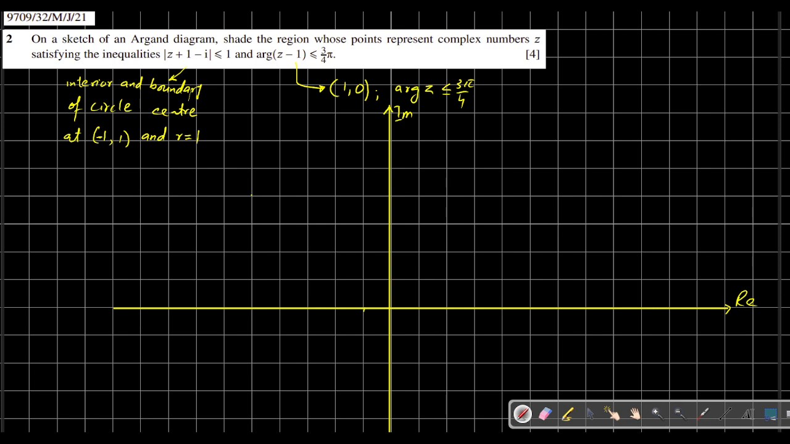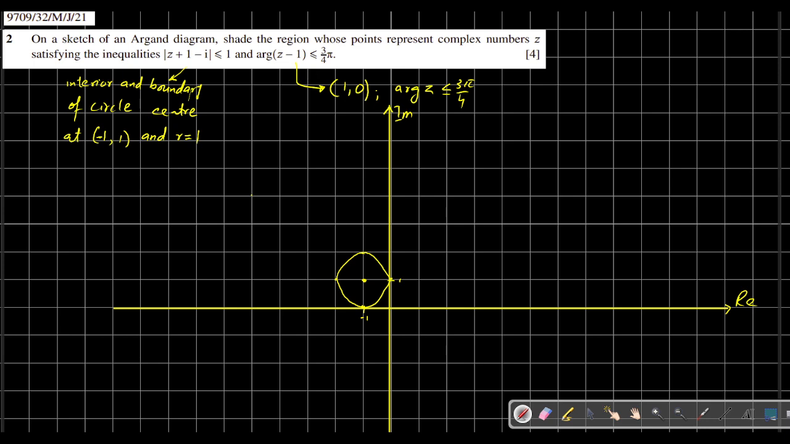So here is -1, 1. So this is the center of the circle and the radius of the circle is 1. So we have few points on the circle. We can use compass to draw this circle with center at -1, 1 and radius 1. So the boundary and the interior of this circle, this region is basically the solution of this first inequality. Now we move to the second inequality.